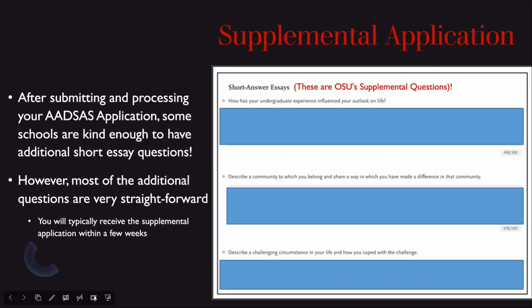So after you've pressed that submit button and you've waited a week or two around that time frame, some schools are kind enough to have additional short essay questions. So on the right hand of the screen, you can see the short answer essays for OSU. And these are typically pretty short and straightforward.